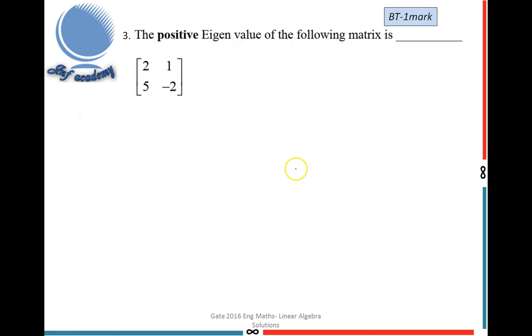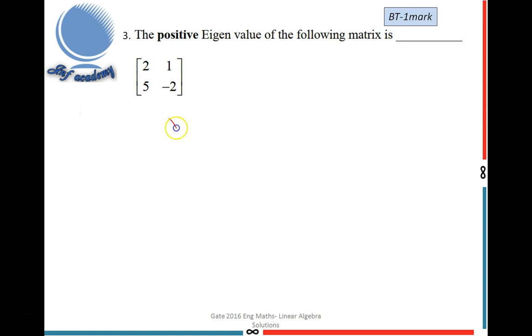Next, third problem. Find the positive eigenvalue of the following matrix. A 2 by 2 matrix is given. Here I find the eigenvalues of this matrix, then I say the positive eigenvalue of that matrix. This question is from BT department. It has 1 mark. The given matrix is a 2 by 2 matrix.